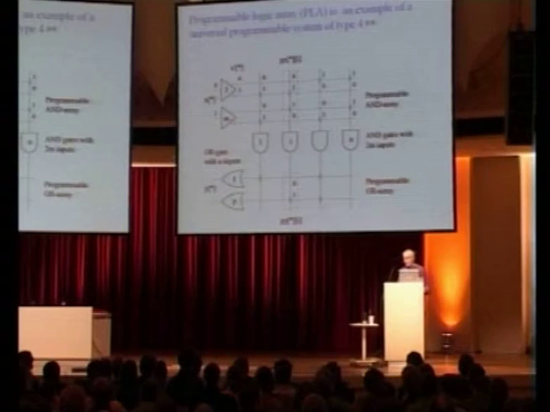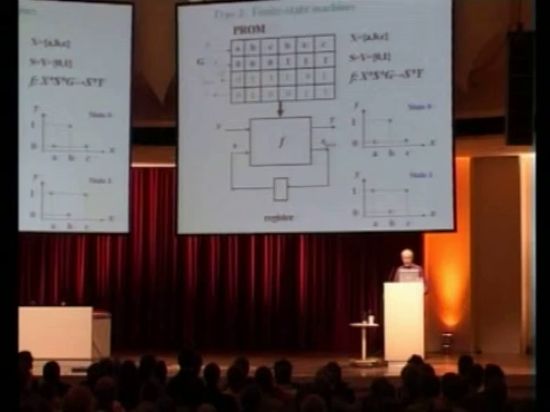So you can program it to implement any combinatorial machine, but not a probabilistic combinatorial machine. Okay, let's go to the next level. How do you get to the level of state machines? The idea is very simple.